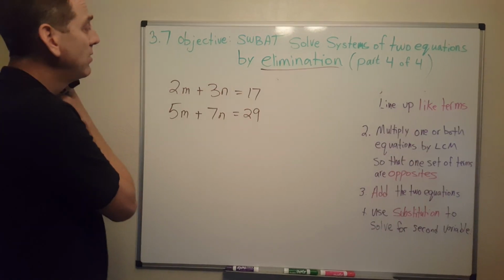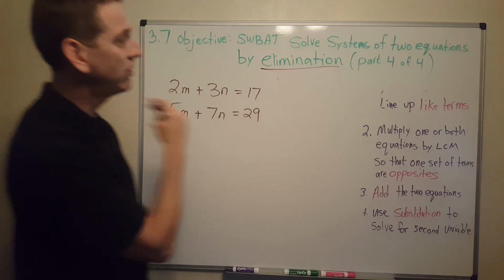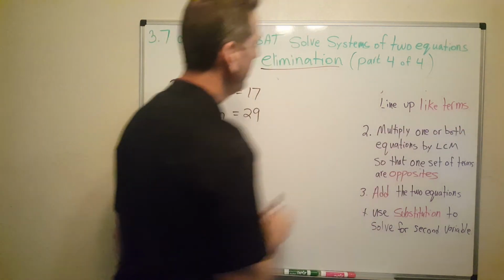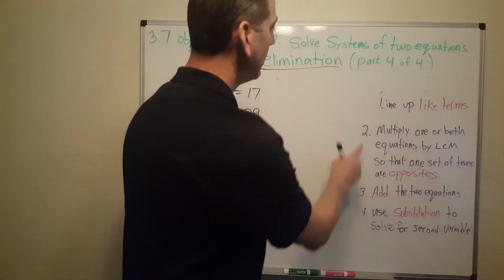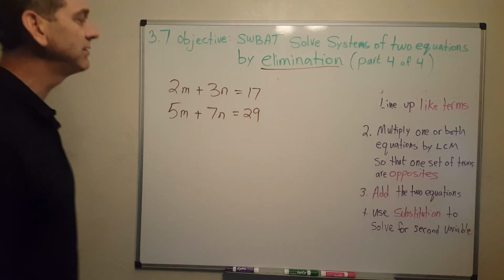All right, we'll take a look here. First of all, are my like terms lined up? M's, N's, beautiful, that's done. Okay, do I need to multiply by an LCM?